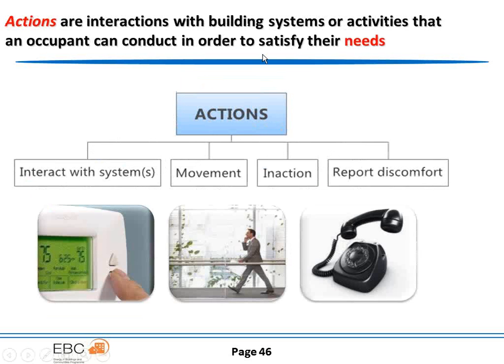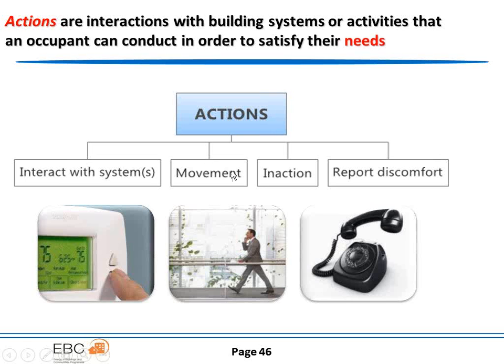And then the action. So we mentioned, actions are interactions with building systems, or activities an occupant conducts in order to satisfy their needs, right? So you may choose to adjust the thermostat if feeling too hot or too cold, assuming you have a thermostat, and it's real, right? And movement. You may just, if too hot, take a break, right? I'm going somewhere with air conditioning. Yeah, 2 days ago, my office had no air conditioning. Outside, it's very hot. I went to the conference room, where there is air conditioning.